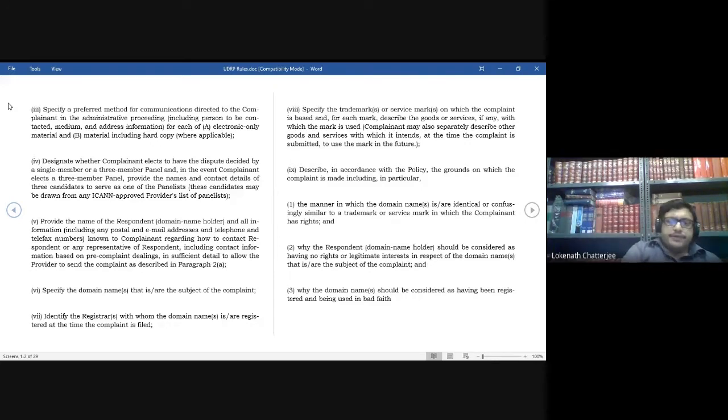In fact, even the respondent's address and coordinates have to be provided. Then the domain name, which is the subject of the complaint, which is 6. So essentially it all revolves around this. Now, identification of the registrars. 8 is specify the trademark or service mark. I'm not reading out each and every word, all of us would have different rates of speed of reading, so we can read it at our convenience.